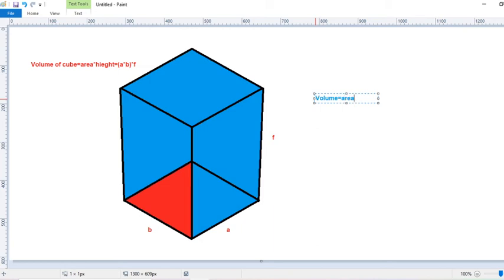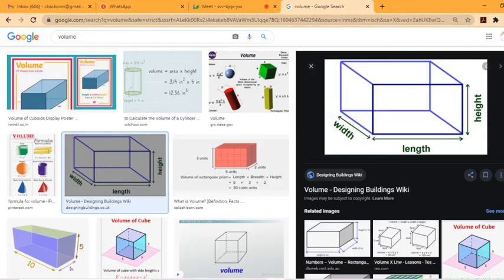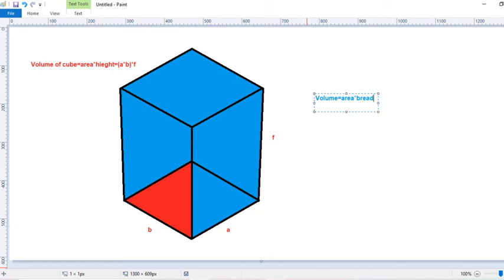Volume is equal to area into length, breadth. What is the area of the blue region? A into breadth, that is B. This is also the volume.